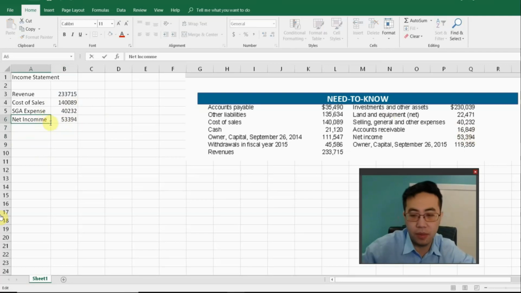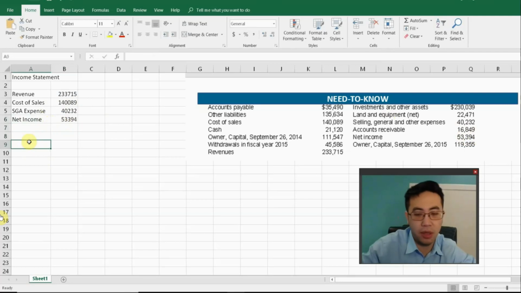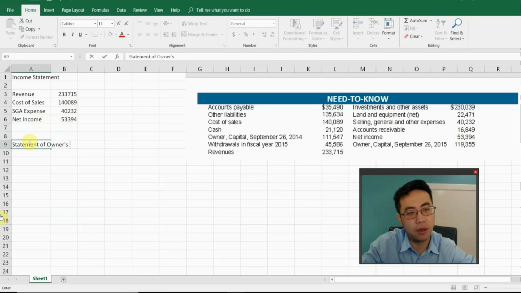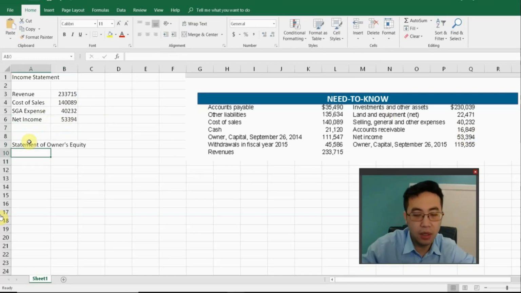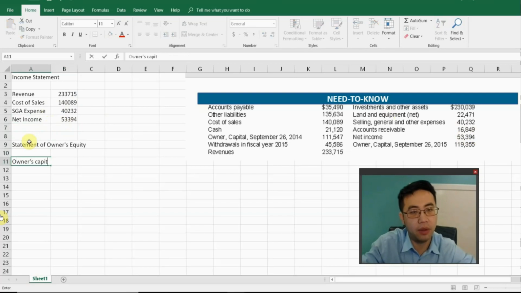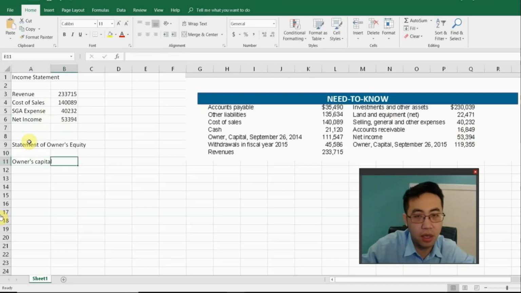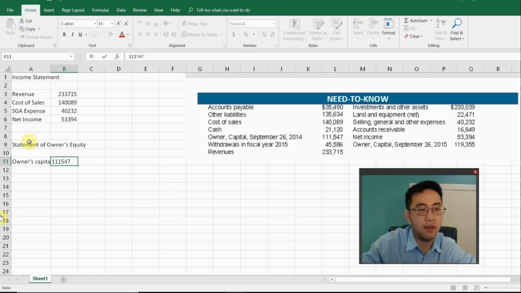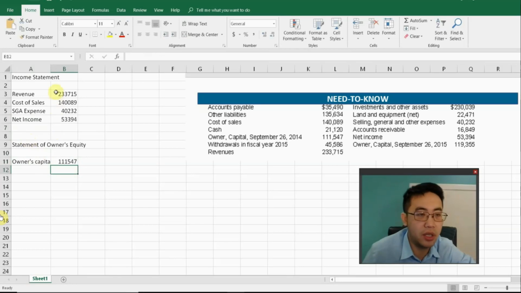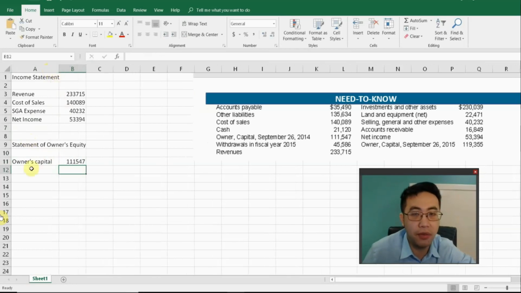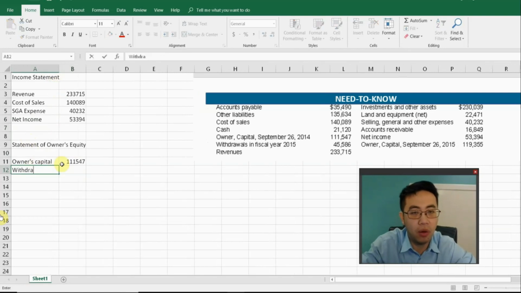Now let me do the statement of owner equity. You should have an owner's capital. In this case, that's 11,157. These are all in millions of dollars. And remember, this is real data for a company called Apple. If you use iPhones, iPads or Macs, you know what that company is. Then withdrawals.